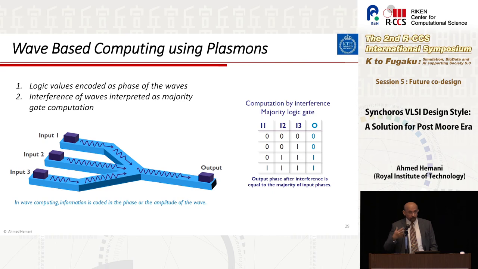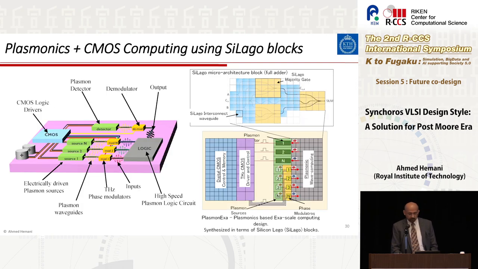You can also have a non-Boolean computation, and as we all know from Boolean algebra, you can implement arbitrary Boolean logic using majority gates. So you can have 3-input gates, 5-input gates, 7-input gates, and so on. Professor De Micheli's group at EPFL has done wonderful work in logic synthesis using majority gates, and many others have also done it. So what we're doing is creating hybrid computers using these plasmonics concepts.